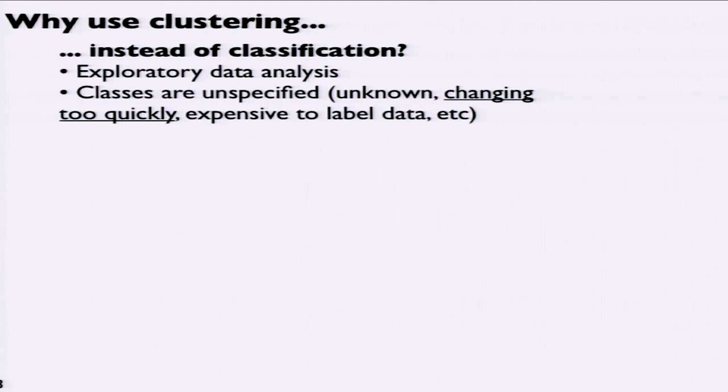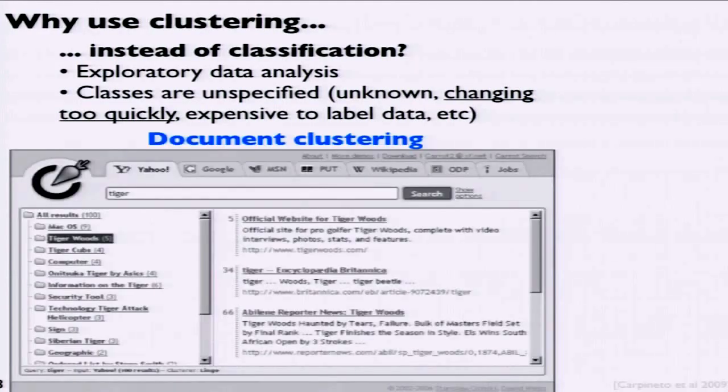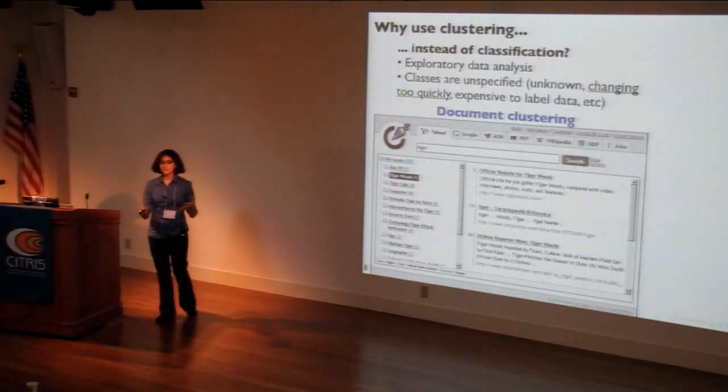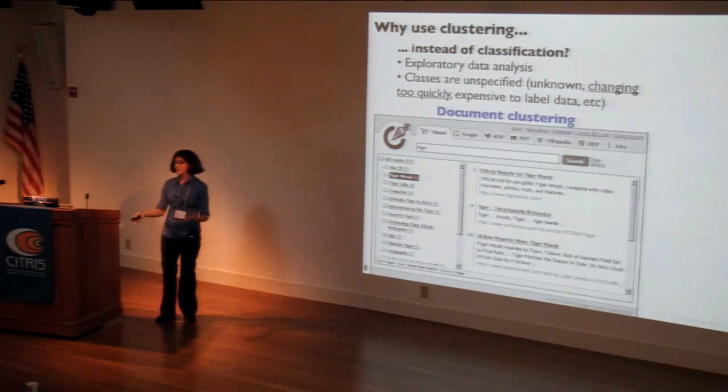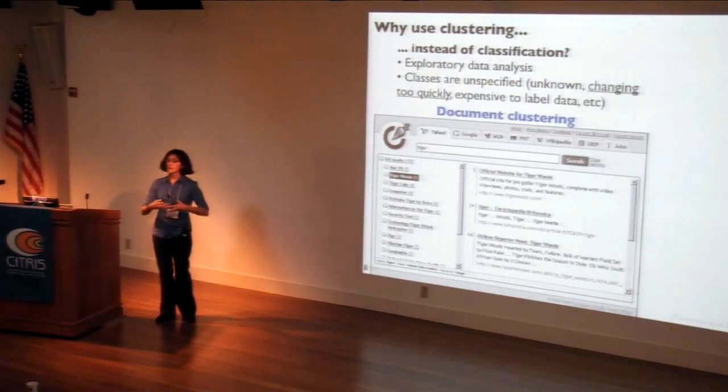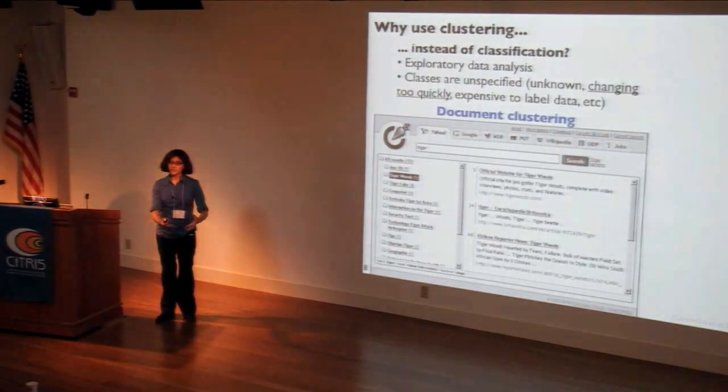Another example is that our classes are changing too quickly for us to label them. We're perfectly capable of labeling them, but it takes too long. So an example of this is clustered search. You know, back in 2009, if I searched for the word tiger, I might have meant Tiger Woods. I might have meant the Mac operating system. I might have meant the animal. I don't know, and so maybe I want clusters of documents to be returned depending on those different meanings.